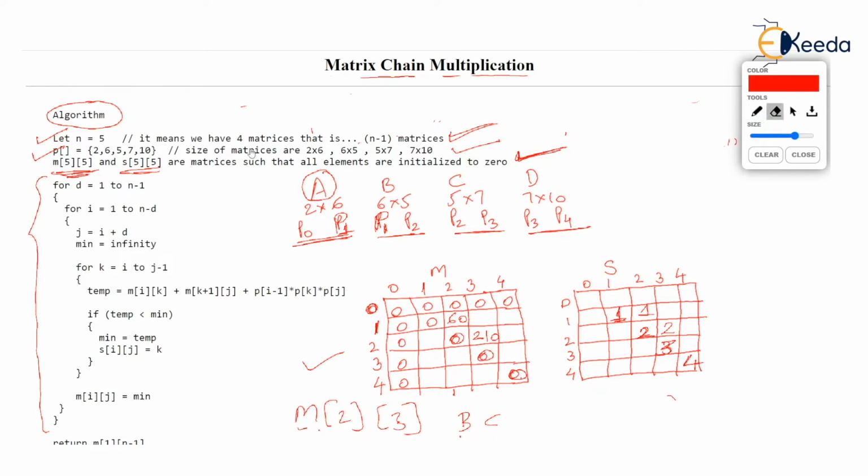Similarly, the next element to be computed over here is M34, isn't it? M34 means we are multiplying third and fourth matrix, that is C and D. And you can straight away see the number of multiplications are 5 into 7 into 10, that is 35 into 10, 350. And we are multiplying C with D, so the cut is at C, third matrix. So I will then initialize S34 as 3.